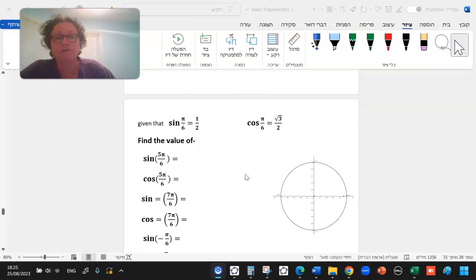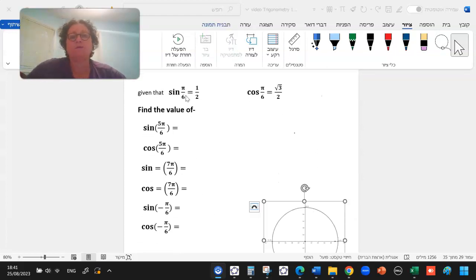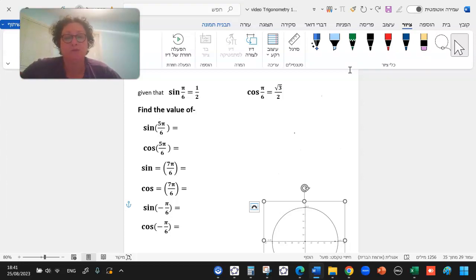And let's solve this example that involves exact values that we already know. Here we're given the sine and cosine of pi over 6. This is 1/2 and root 3 over 2, which we already know. And we will find the sine and cosine of 3 other values using these given values. I remind you that pi over 6 is 30 degrees.